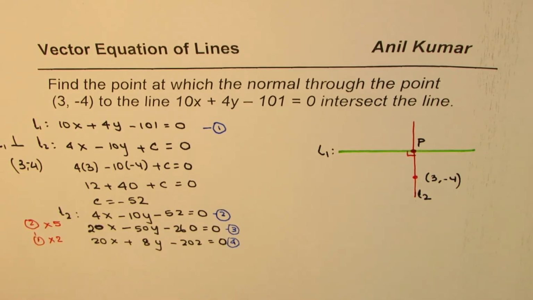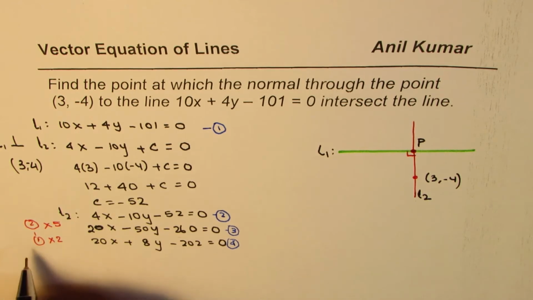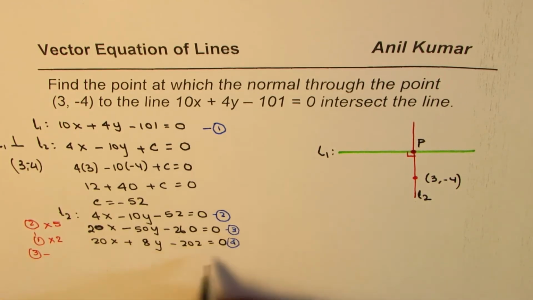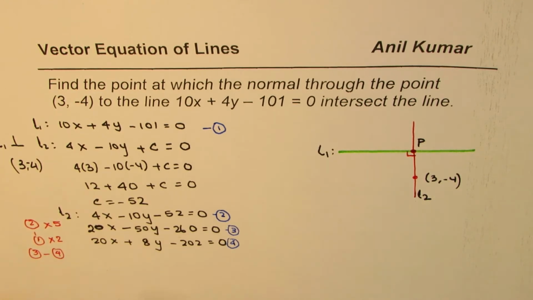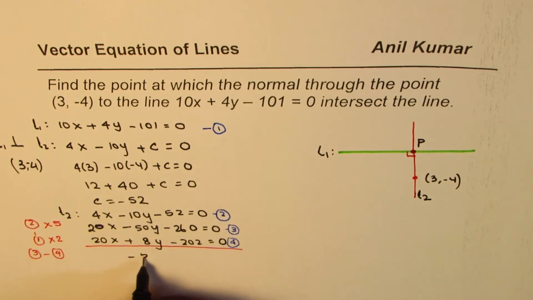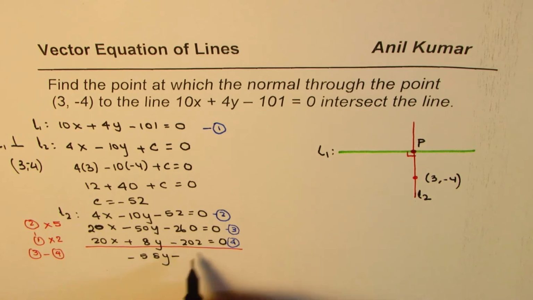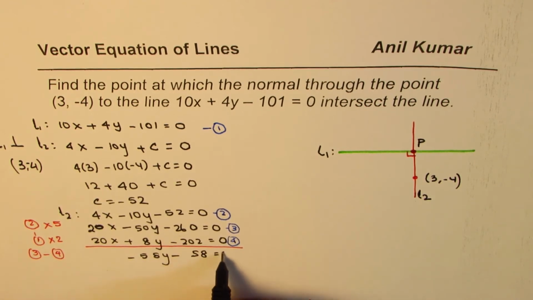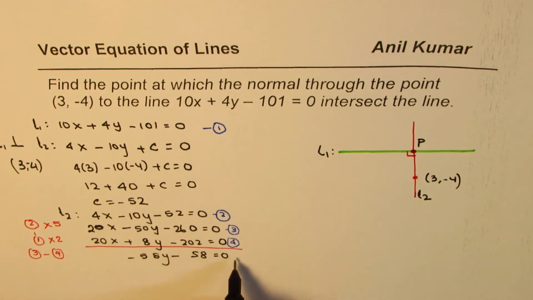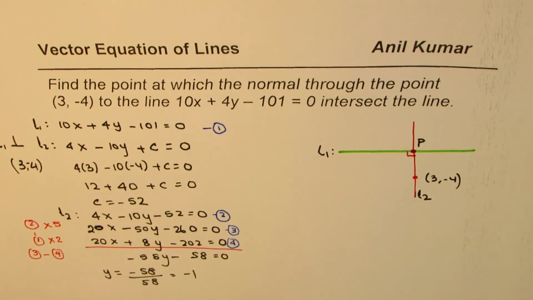Now, to eliminate x, we just have to do equation 3 minus equation 4. If you do equation 3 minus 4, you get -58y, and this becomes plus, so this is -58 = 0. Taking this term to the right side, we get y = -58/58, which is -1. So you get the value of y as -1.